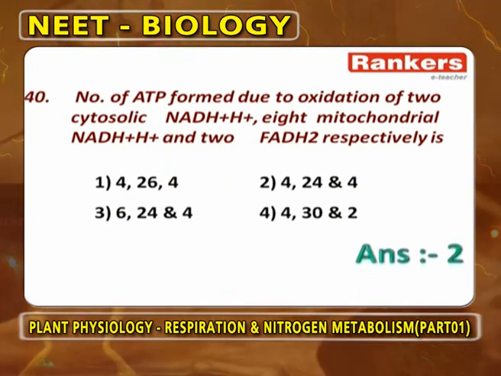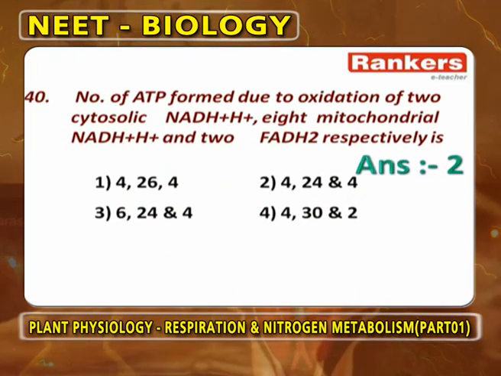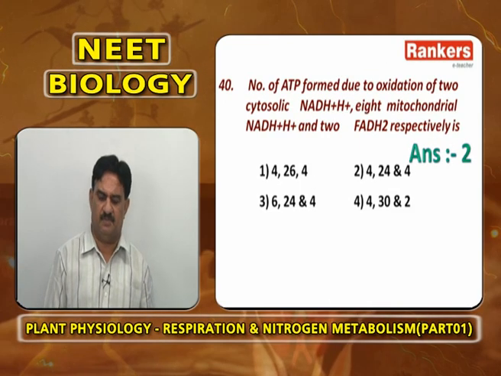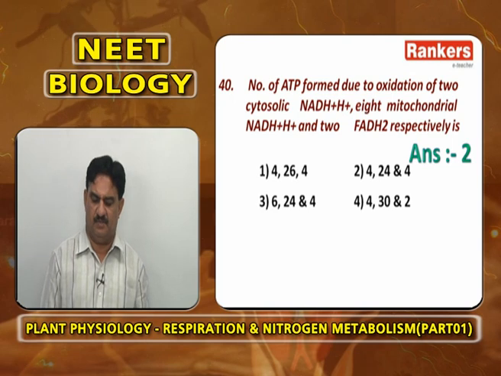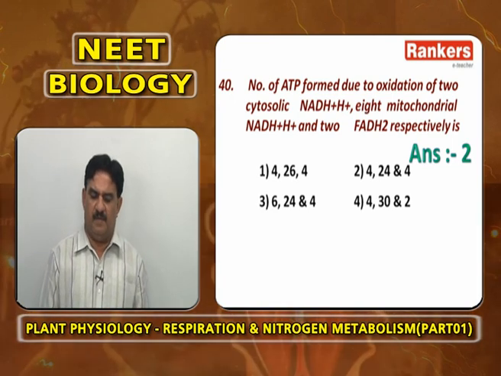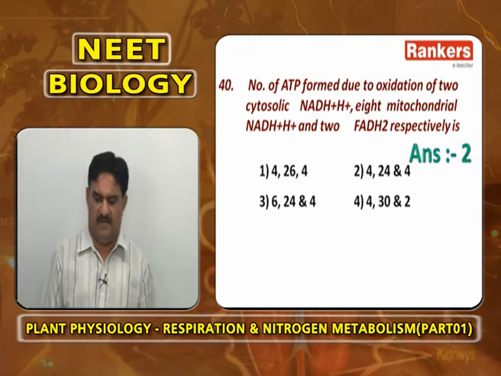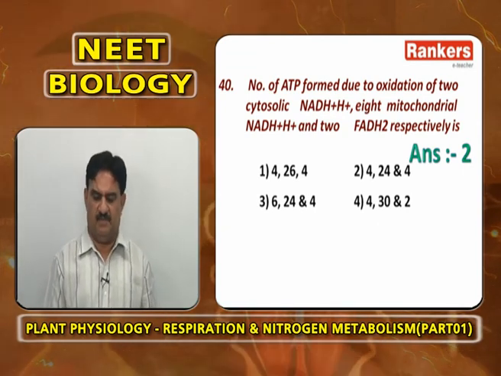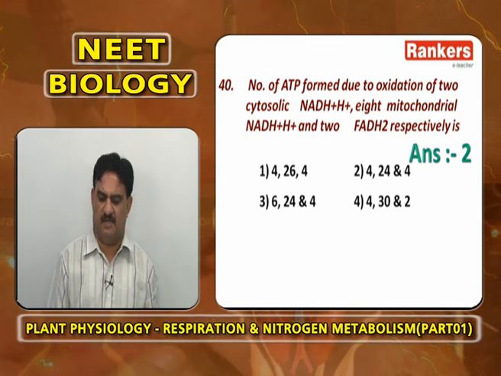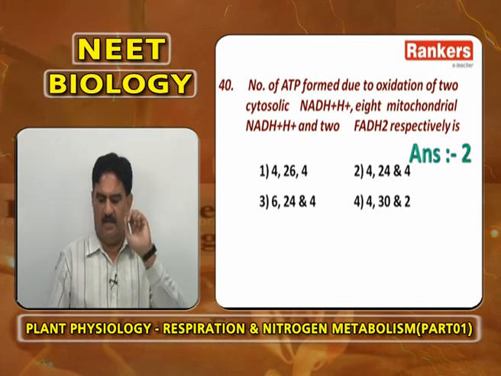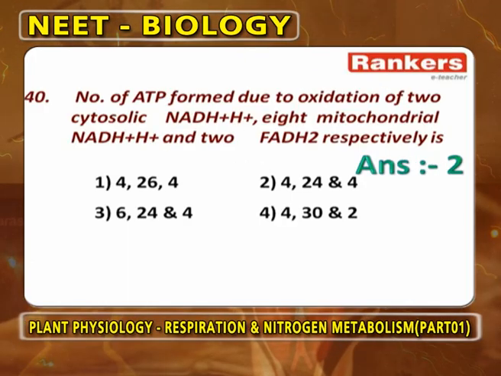Second option. Number of ATP formed due to oxidation of 2 cytosolic NADH2, 8 mitochondrial NADH2 and 2 FADH2. Cytosolic NADH2, each is equal to 6 protons, so 2 ATP; 2 into 2, 4. 8 mitochondrial NADH2, each 10 protons, so 3 ATP; 8 into 3, 24. FADH2 also 6 protons, 2 ATP, so 2 FADH2, 4. So 4, 24 and 4, second option.